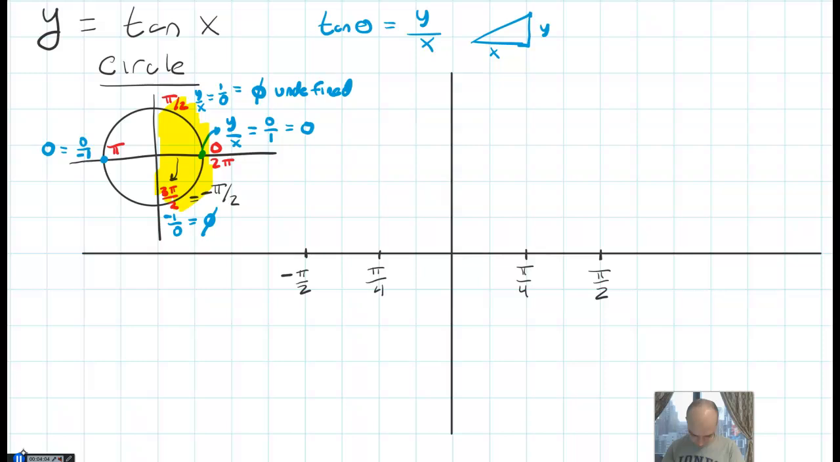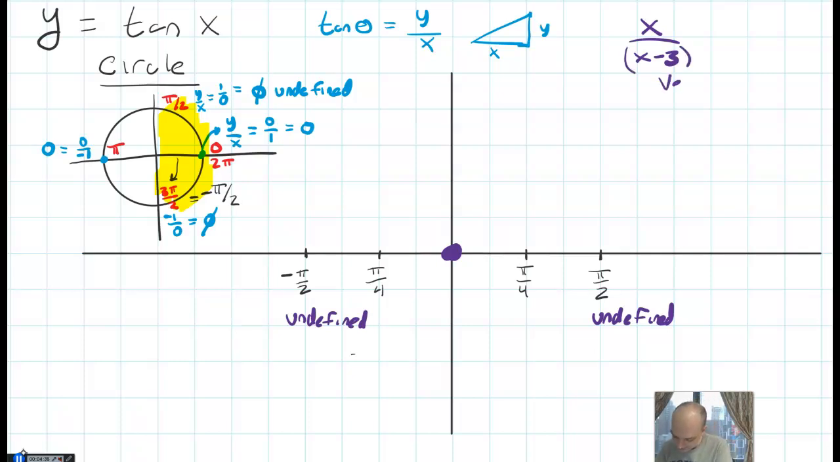Okay, so what did I learn from plotting just this yellow quadrant? Well, I didn't learn very much. I learned that there's a 0 at 0, and I learned that there's an undefined value at pi over 2 and negative pi over 2. Now, from what we know about rational functions, for example, x over x minus 3, the x minus 3 causes a vertical asymptote at x equals 3 because the bottom of that fraction is undefined. Well, why are we undefined? Because we have a 0 on the bottom of the fraction. So we're going to have the same feature here. We're going to have a vertical asymptote appearing at negative pi over 2.